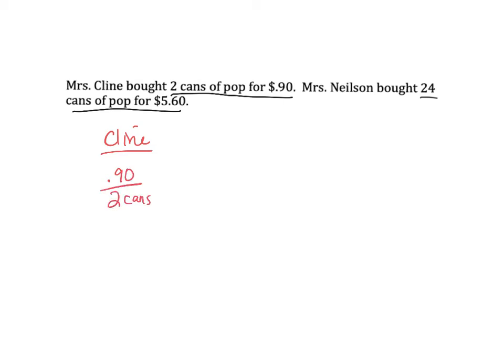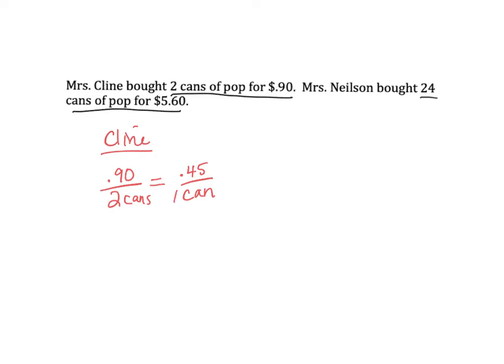And why did I put that 90 on top? Remember back to our Ed Puzzle and our practice, money is always on top. So Mrs. Klein's 90 cents for 2 cans is going to turn into, when I divide it, 45 cents per can. Per 1 can, I should say.